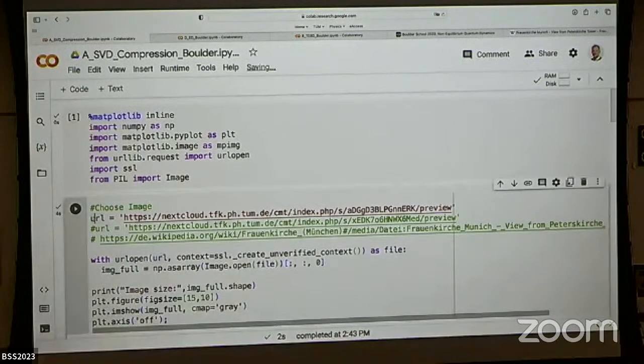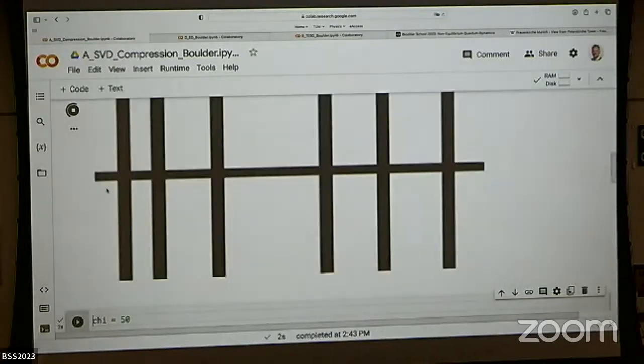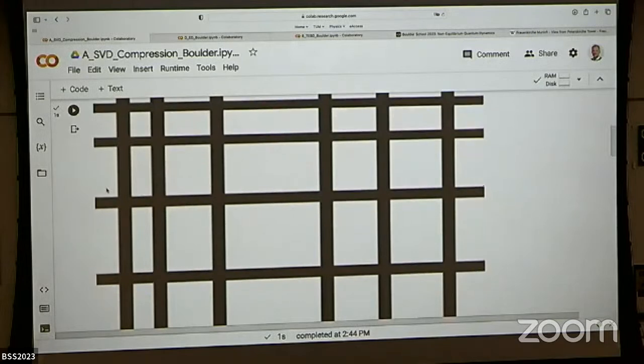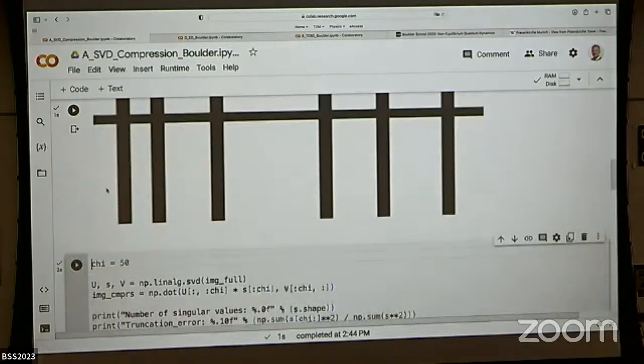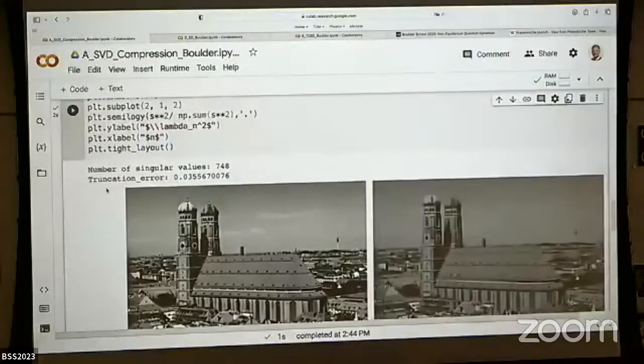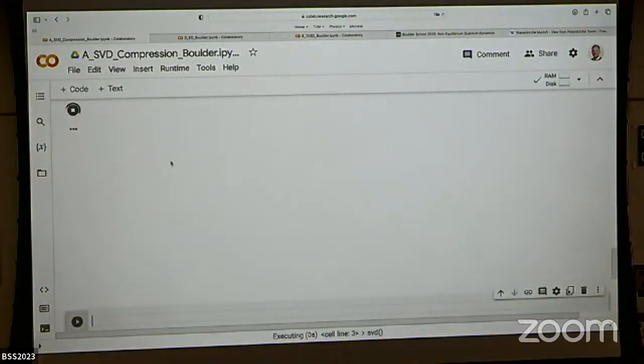And this is now also giving you some intuition for what quantum states are good if you don't use the Frauenkirche, but you use some artist picture. So this is by, I think, Mondrian, at least an interpretation of this done by me. And now we can just do the Schmidt decomposition. Let's keep chi 50 for now.